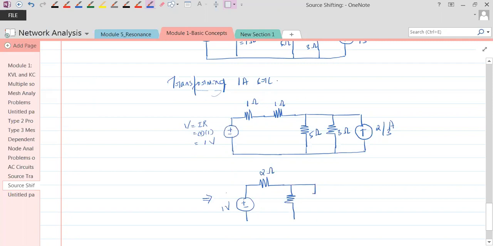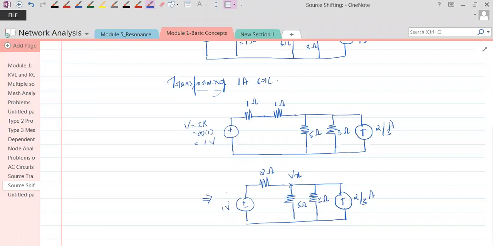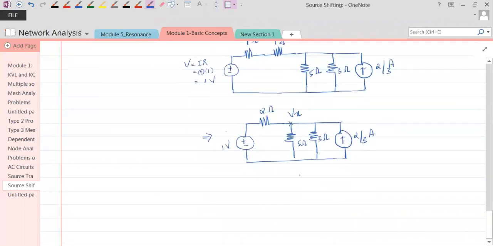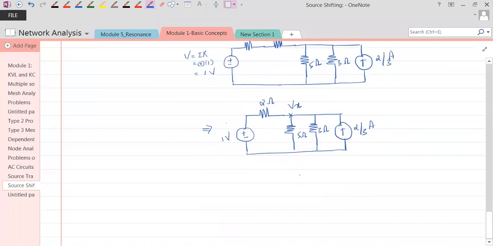5, 3, and 2 by 3 amps. This is 5 ohms, 3 ohms, and 2 by 3 amps. So here is your Vx. What can I do further? If we have to reduce the size of the network, what can I do further? See here, I have to reduce the size of the network or the circuit. What can I do? So transform that 1 volt source back to current source.